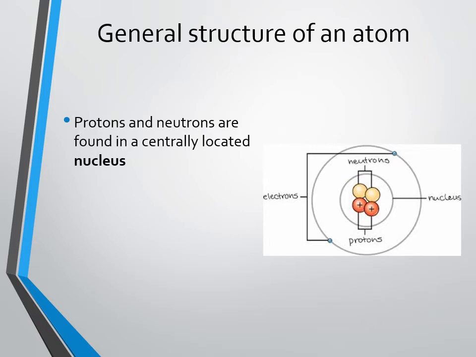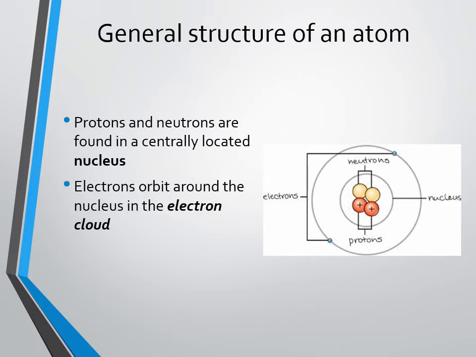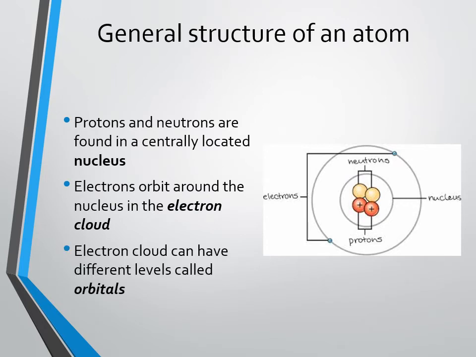Each particle changes in mass and density and things of that nature. Getting into this, the protons and neutrons are located in the nucleus. Electrons orbit around the nucleus in electron clouds, and electron clouds have different levels called orbitals.